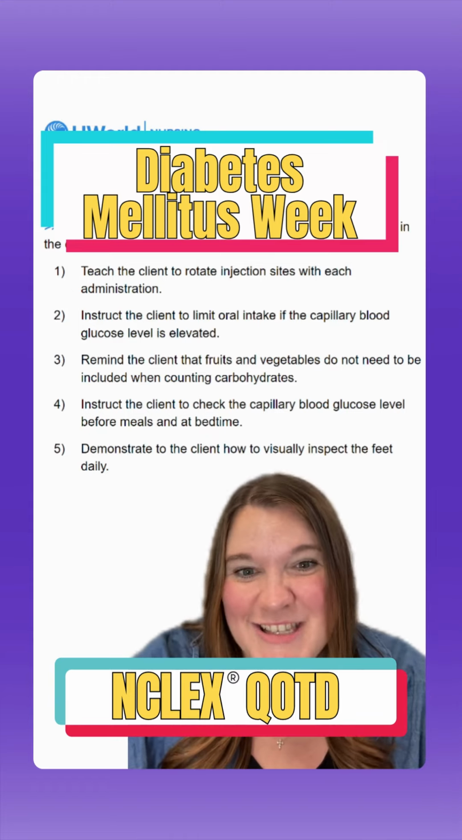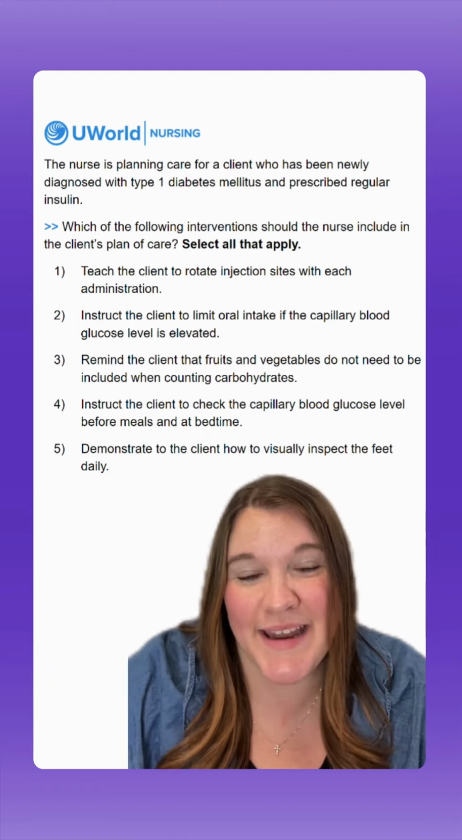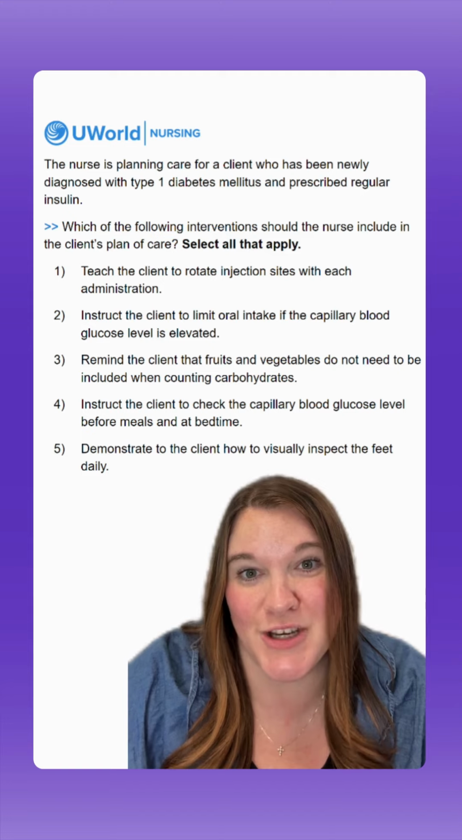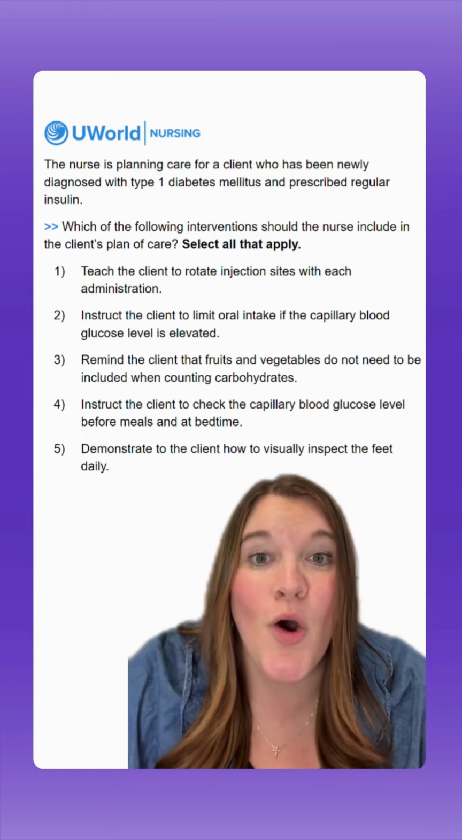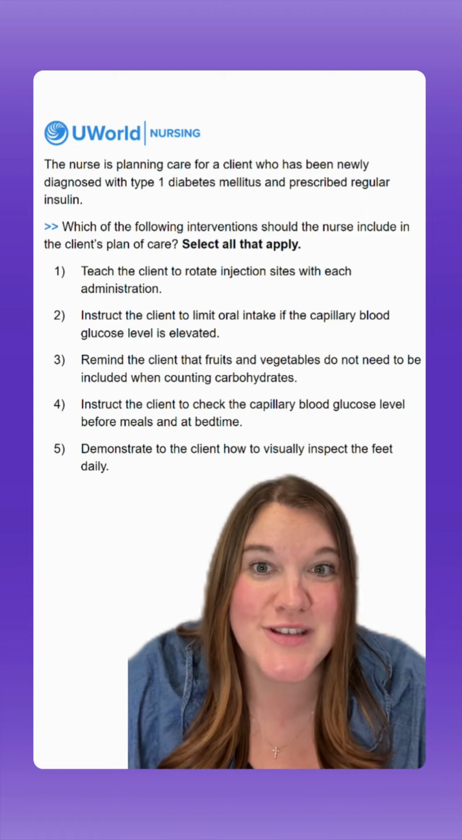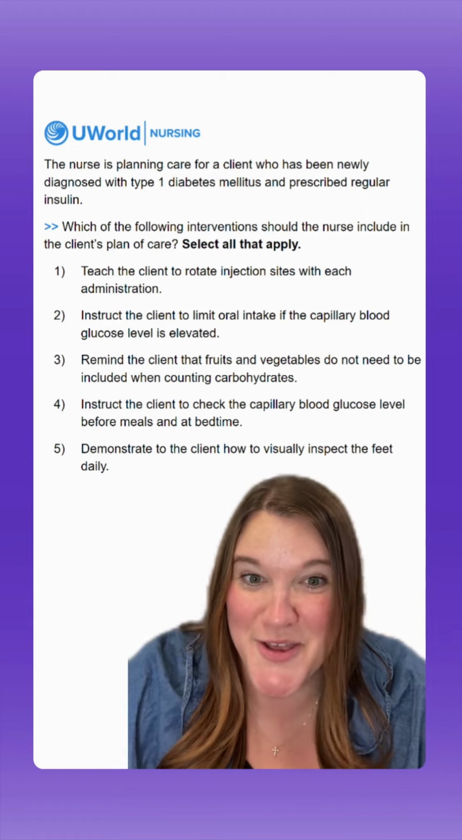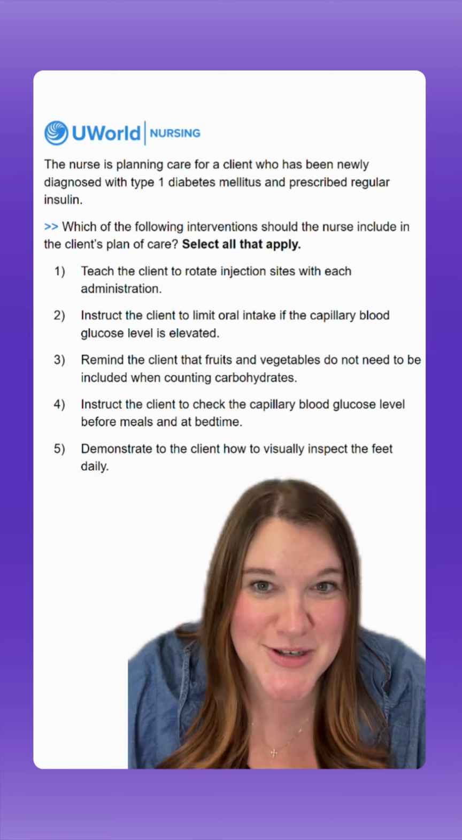Hey y'all, today our NCLEX question of the day says, the nurse is planning care for a client who has been newly diagnosed with type 1 diabetes mellitus and prescribed regular insulin. Which of the following interventions should the nurse include in the client's plan of care? Select all that apply. So we're going to have multiple correct options here.